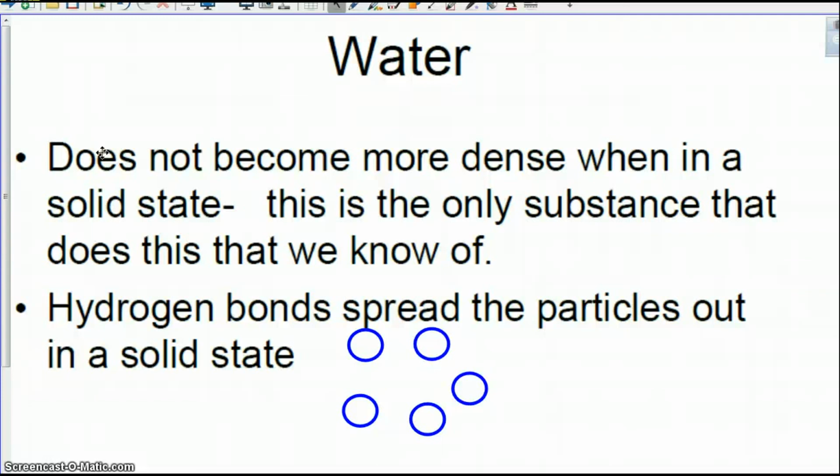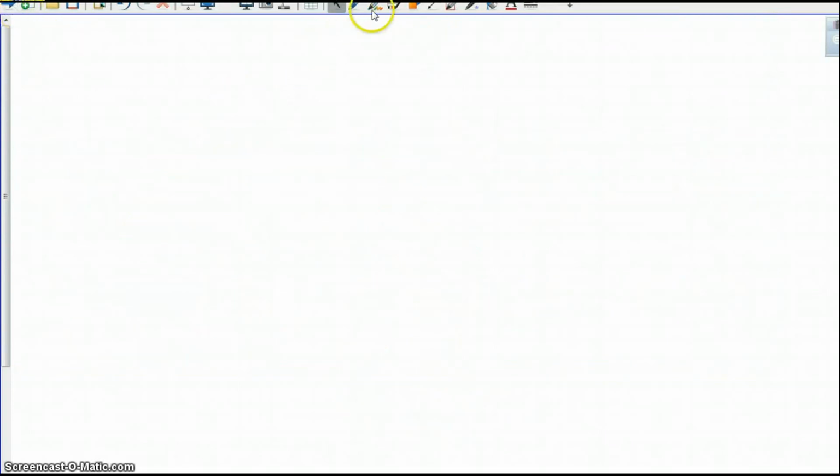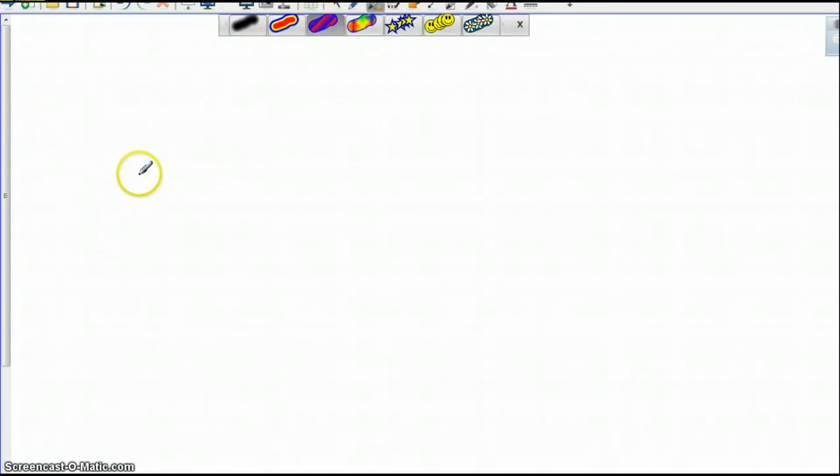So that's why water is unusual. Its solid is less dense than its liquid. That's pretty crazy. That's not normal. So that's it for this goal. We have reached the end.